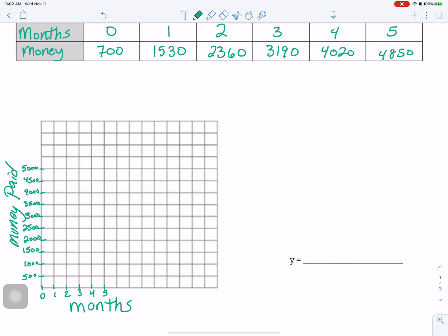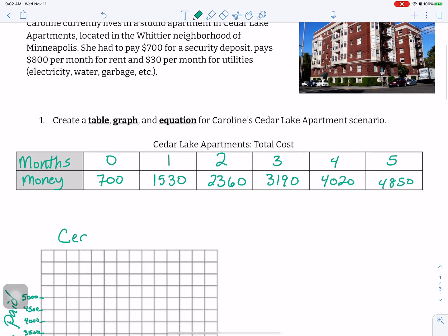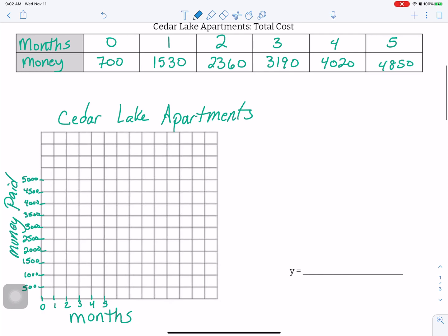And then I need a title for my graph. Let's see, Cedar Lake Apartments works. Then we're going to put in our information. So at 0, it's 700. Again, we're just estimating that. At 1, it's 1,530. At 2, 2,360. So I'm just doing my best to estimate where those would be. And the last one, 4,850.